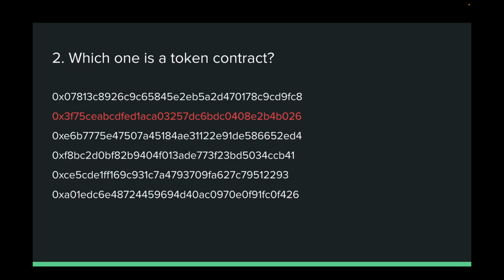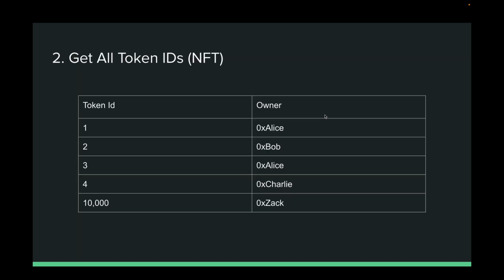And let's just assume you go through all that and you figure out that this one here is an NFT contract. Well, how do you get all of the NFTs listed here? So the standard way is if you have a token ID, you can figure out the owner. So token ID 1 is Alice, token ID 2, Bob, so on and so forth. That's great. But let's just say I'm Alice. How do I get all of my token IDs? Well, the NFT contract is designed to go from token ID to owner, not owner to token ID.